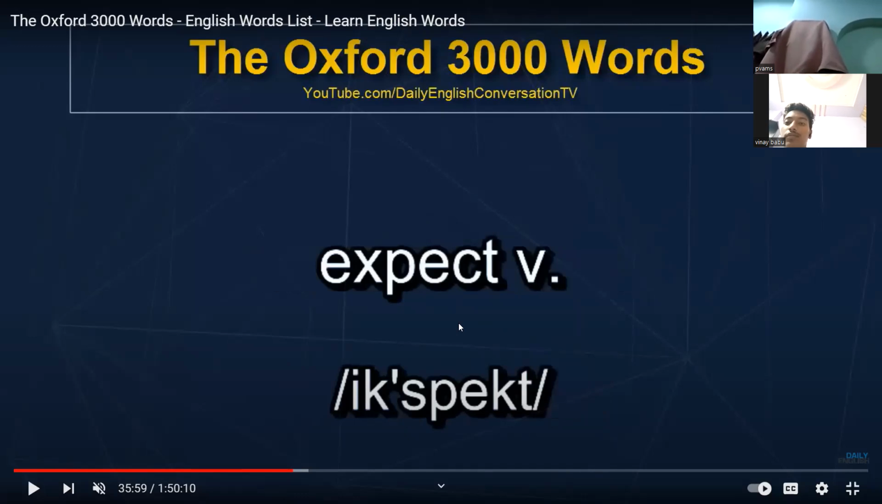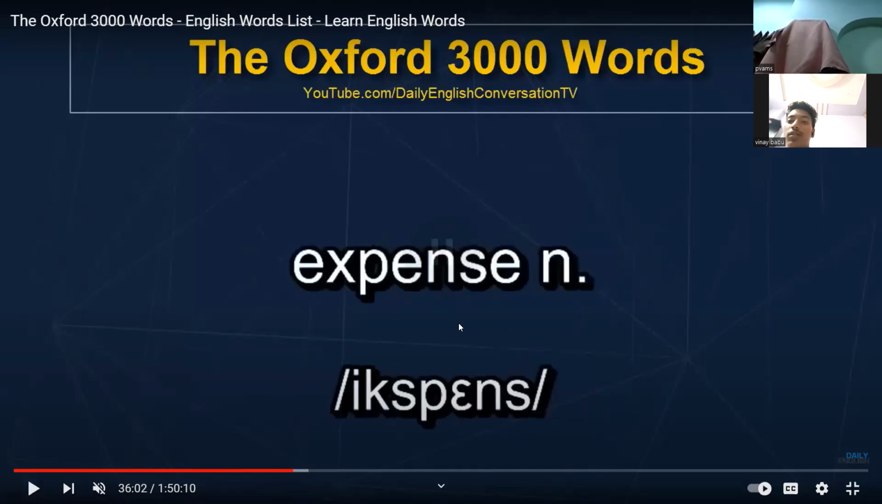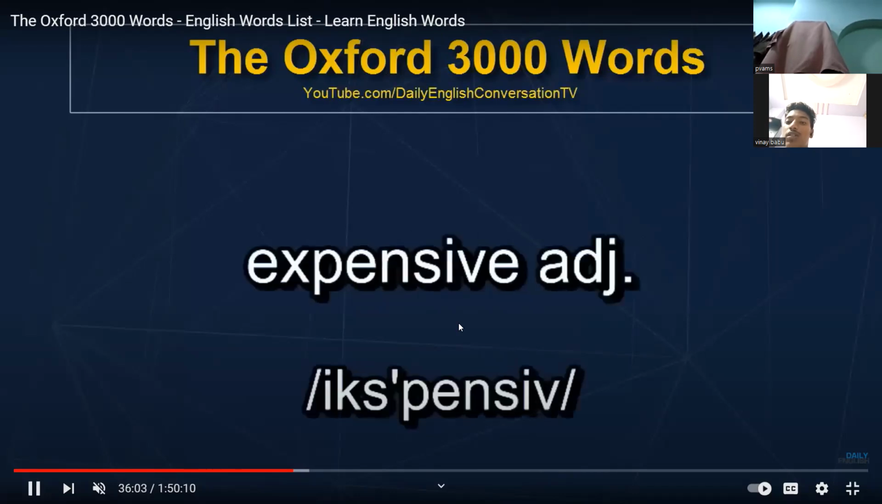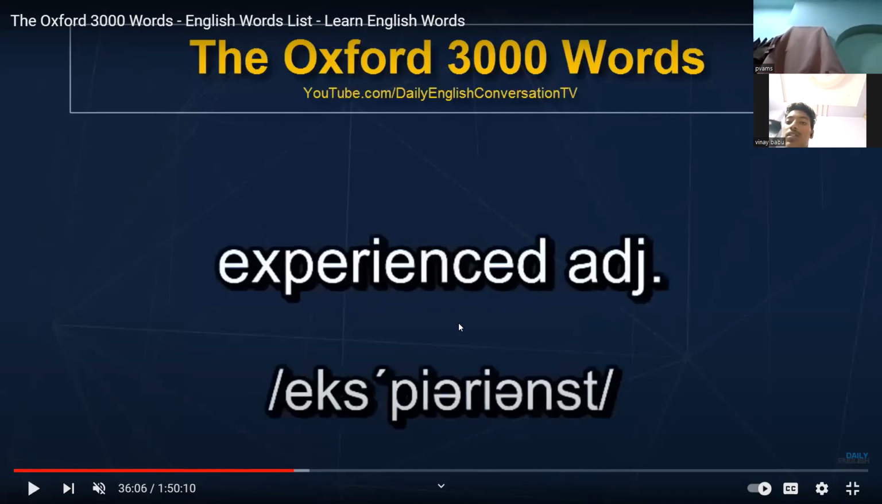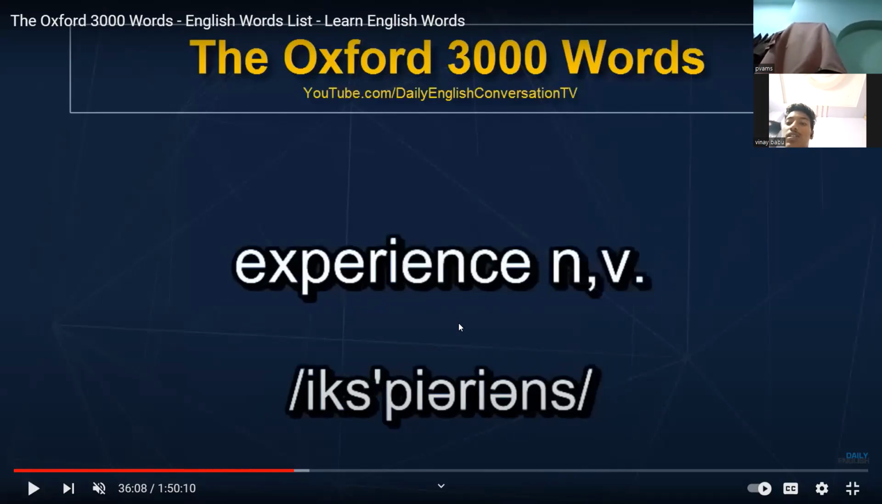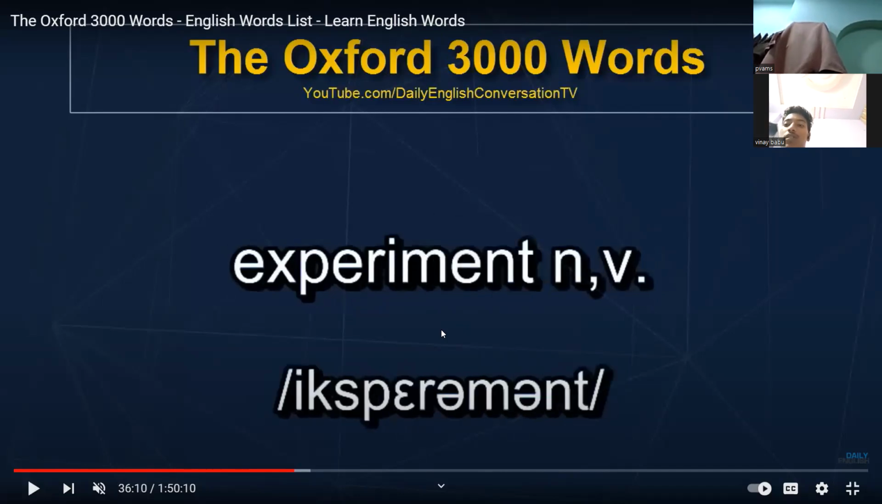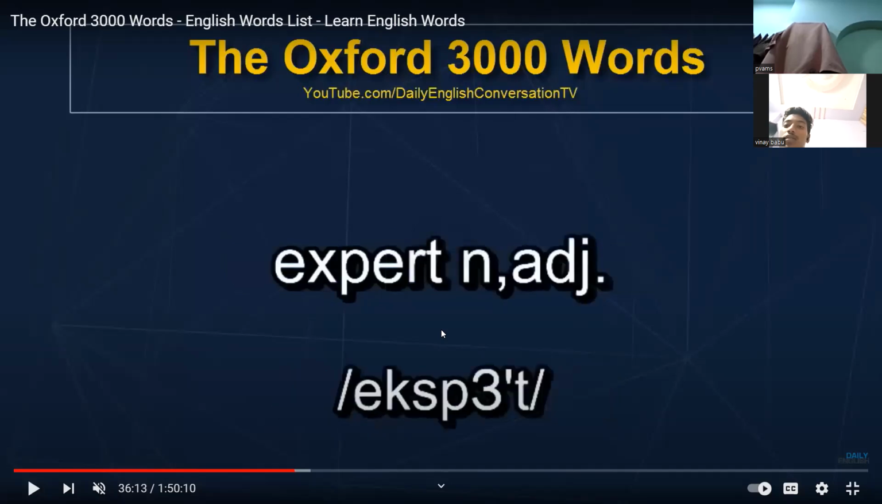Can you read it again? Accept. Expect. Expense, noun. Expensive, adjective. Experience, noun and verb. Experienced, adjective. Experiment, noun and verb. Very good. Expert, noun and adjective. Very good.